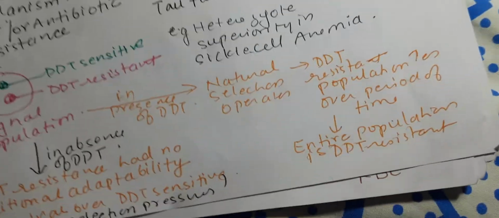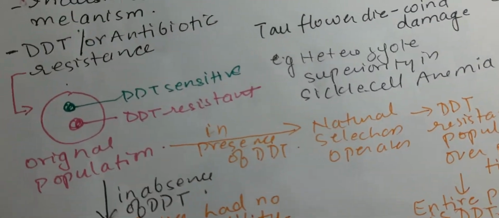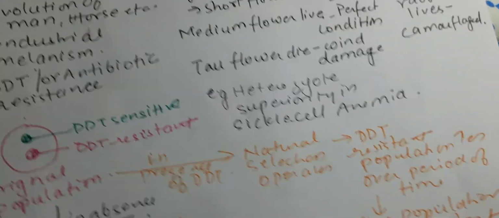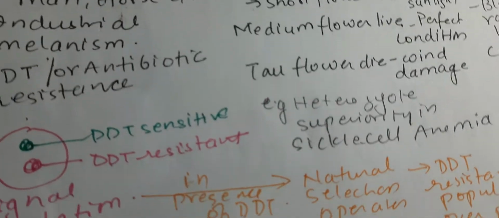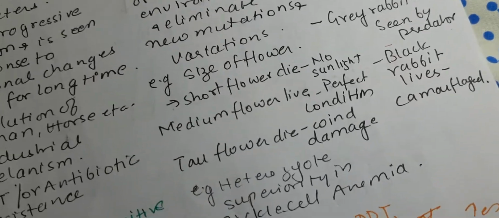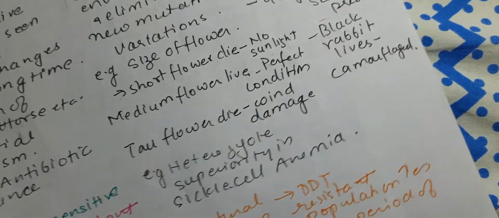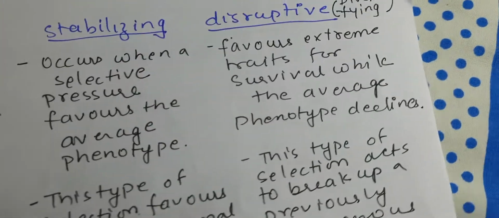So here, those homozygous for sickle cell anemia are not selected, but only the heterozygotes are selected. So the average phenotype is selected. This is what we mean by the average population being favored.